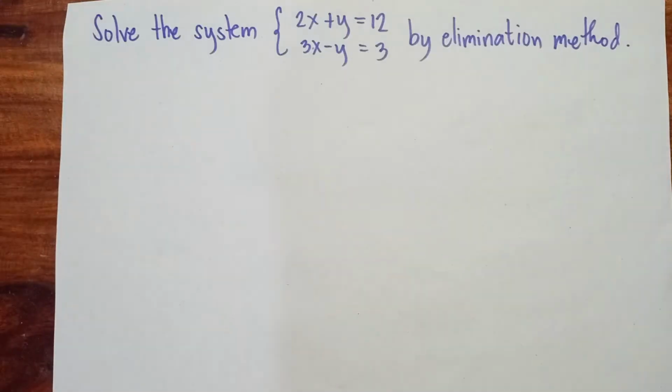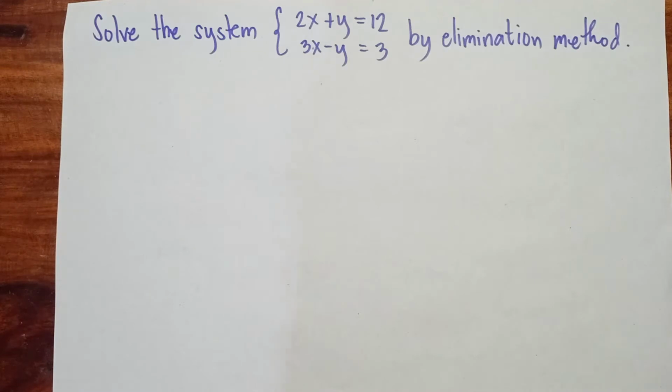So we have here a given problem. Solve the system 2x plus y equals 12, 3x minus y equals 3 by elimination method. So paano po ba ginagawa yung elimination method sa pag-solve ng system of linear equations? So may mga steps dyan mga boss.